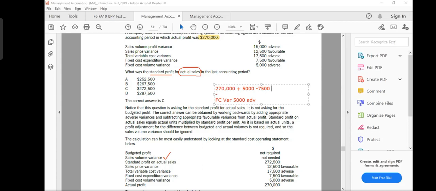And then comes 17,500 adverse. What do I do with that? Sir, we will add this because it was supposed to be 17,500 less cost, but it was more. 17,500 we will add. And then sales price variance. This is favorable, so yes, we will deduct it. Sales price variance is favorable, I would deduct it. And then what do I do with this 15,000?